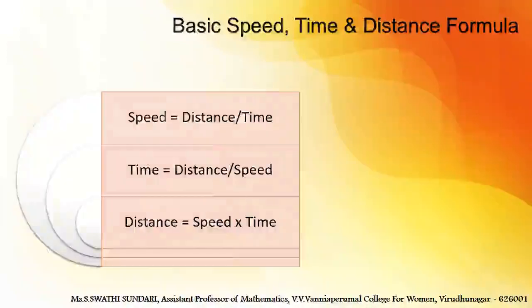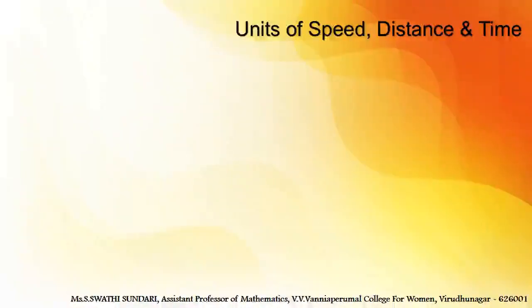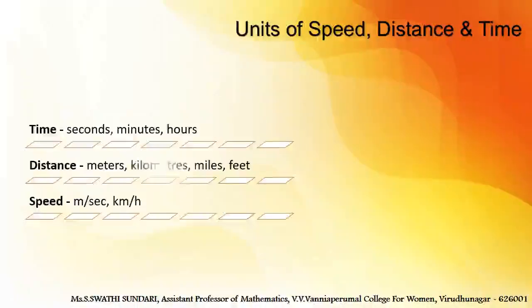Speed, distance and time can each be expressed in different units, such as time expressed as seconds, minutes and hours, and distance expressed in meters, kilometers, miles and feet. And speed is expressed in two main varieties, that are meter per second and kilometer per hour. Sometimes it can be meter per minute or kilometer per minute. So, if distance is in kilometer and time is in hour, then the unit of speed will be kilometer per hour.